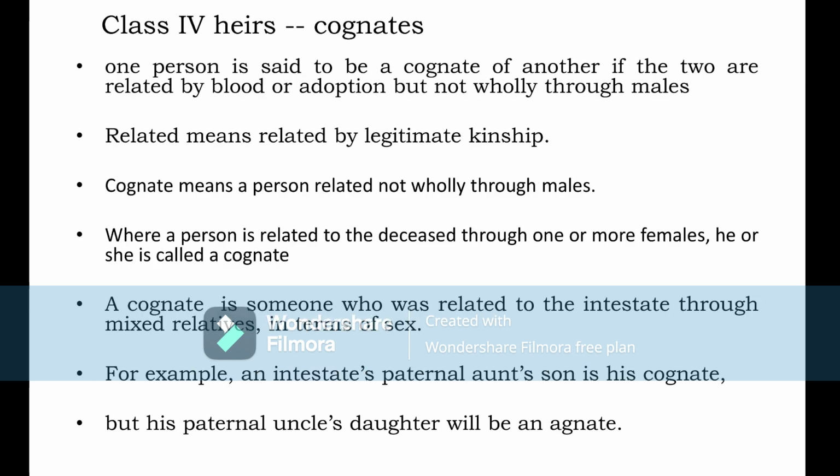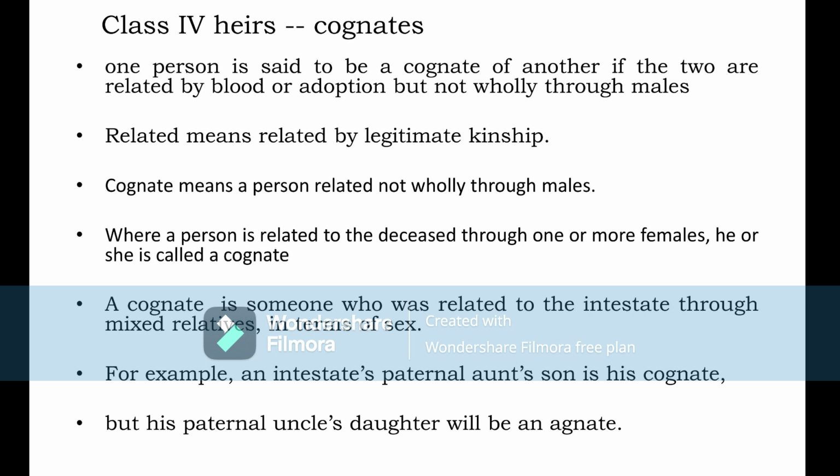And class 4 cognates. Here, cognates and agnates regarding order of succession, mode of distribution of the property, computation of the degree, everything is the same. The only difference is if there is an agnate and a cognate, the agnate will take the whole property, excluding the cognate. And the cognate will get the property only in the absence of agnates. That is the only difference, and the rest are all the same.